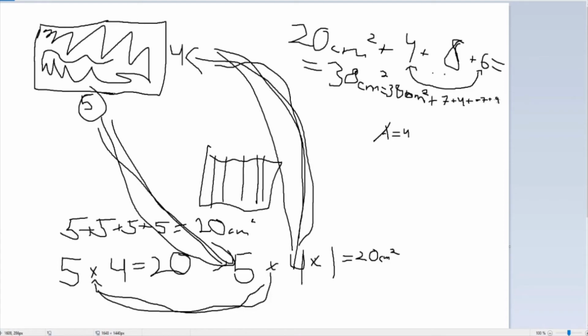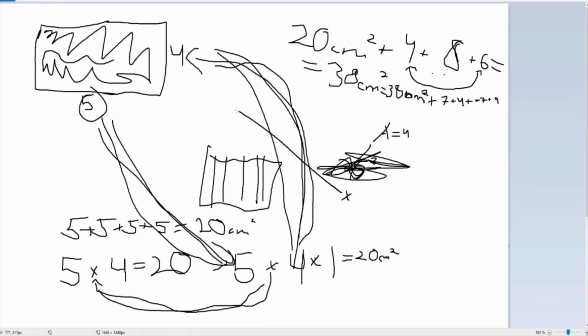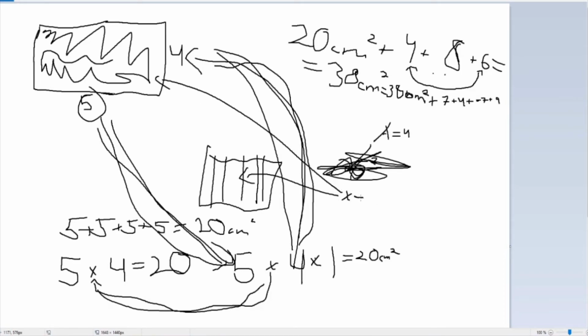So right now we have an equation, right? So right now we have 38. That's not important, let's skip that. So what we have now is the area inside of here is x, right? And it's equal to 5 times 4. We all know this. 5 times 4 equals x, right?